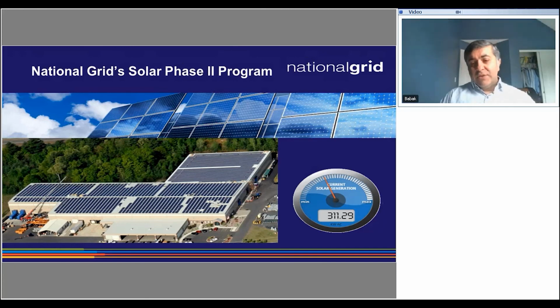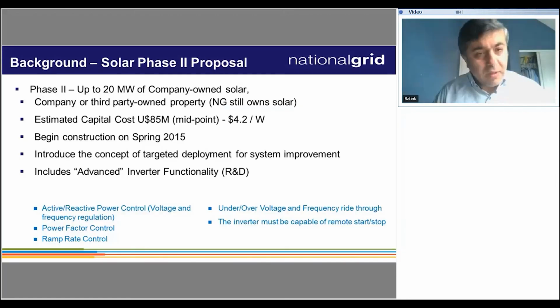I'm going to move on to National Grid's experience with smart inverters. National Grid was allowed to own and operate solar generation and battery storage for R&D reasons. You typically don't own generation, but this was an exception awarded to us by Mass DPU, so that we can do more R&D work on smart inverters.